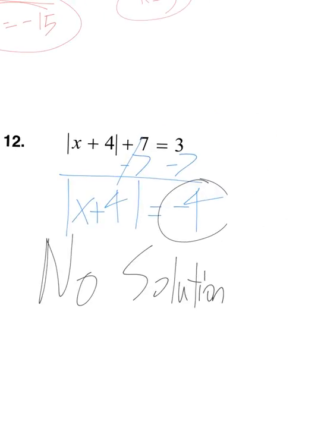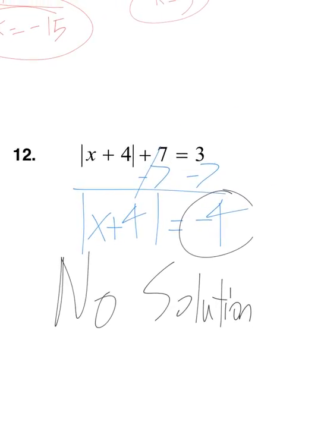Number 12, I get no solution. If there's something on the outside of the absolute value, take care of that first. So I subtract 7 to the other side. When I did that, I saw it's going to equal -4. When you have the absolute value of something equals a negative, with only the absolute value stuff, I only have something on the inside of the absolute value bars. There's nothing on the outside, and it equals a negative, then you can conclude it's no solution, okay?